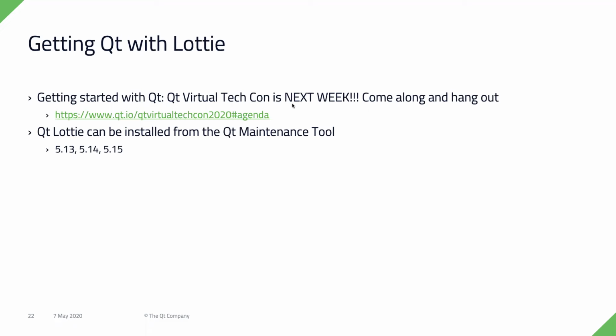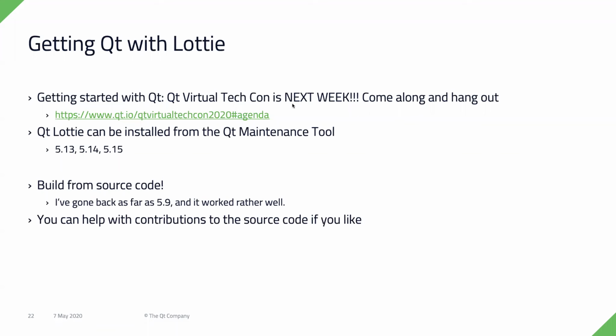5.15 is the recommended version because that's the non-tech preview version. Of course, if you want to use Qt Lottie with something earlier than 5.13 or 5.14, you can actually build it from the source code. Because Qt Lottie is written in fairly simple, plain, straightforward Qt source code, it should run with earlier versions. I used it with 5.9 and it worked fairly well. So you can do that too.